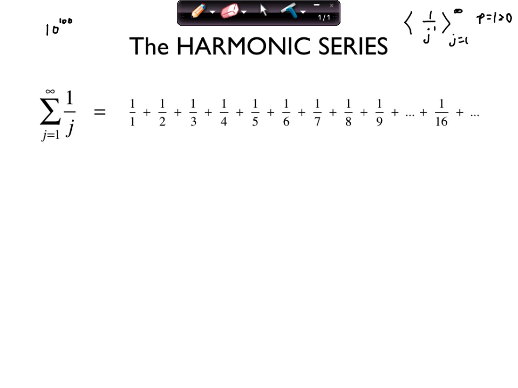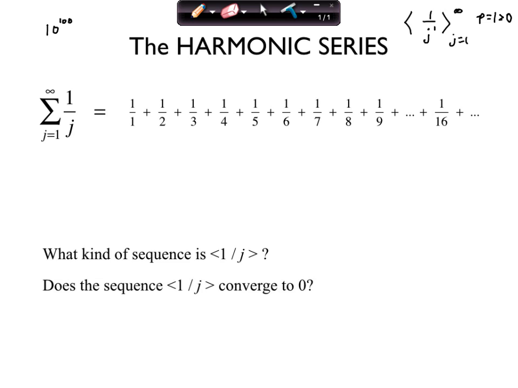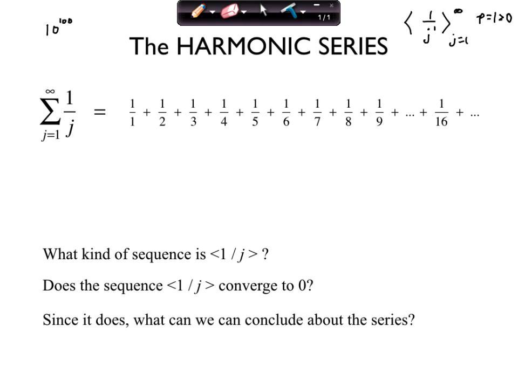Okay, so the sequence converges to 0, right? The sequence. So what about the series? Does it converge or diverge? Converges, right? Because it goes to 0. So we've already answered these questions. It's a p-sequence. So since the sequence converges to 0, can we conclude that the series converges?